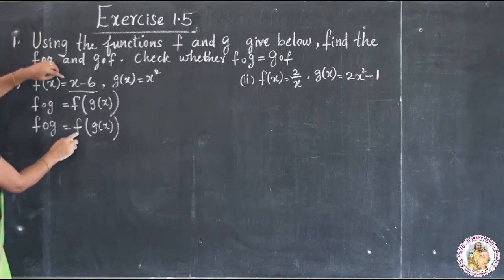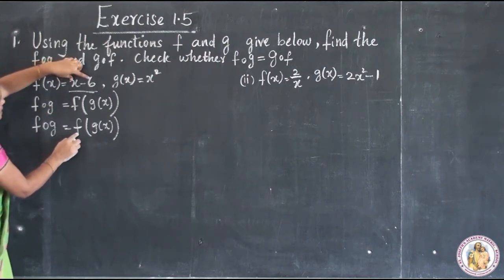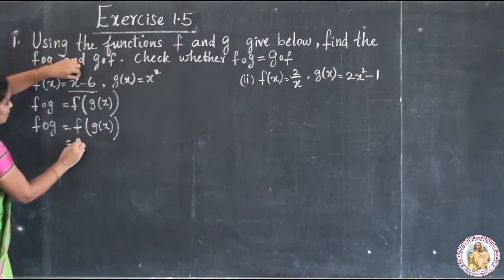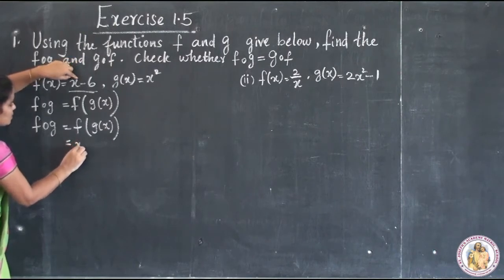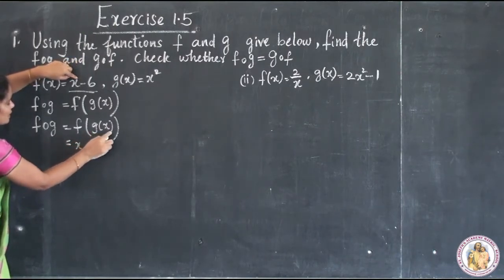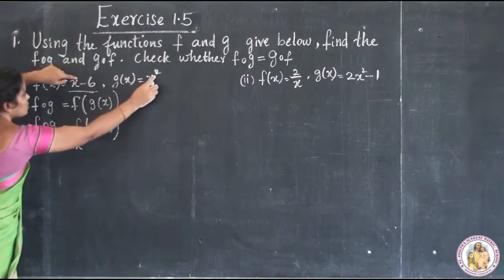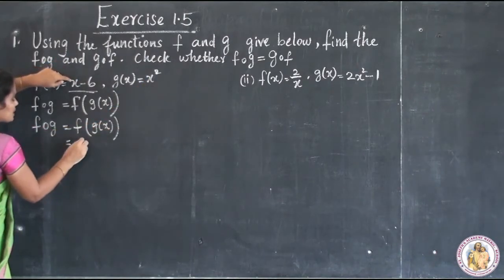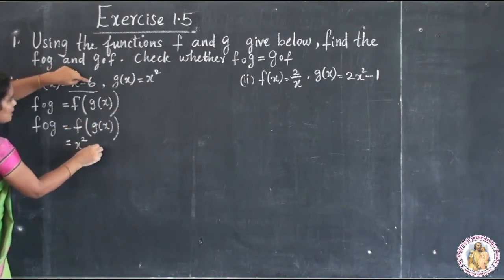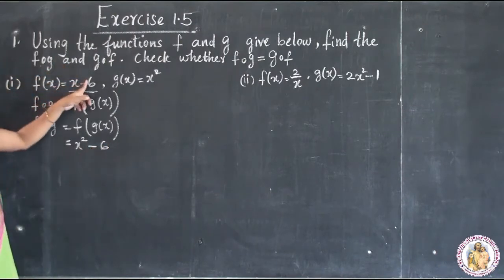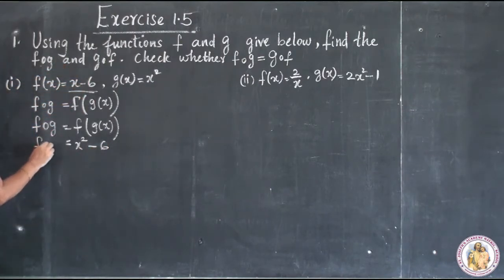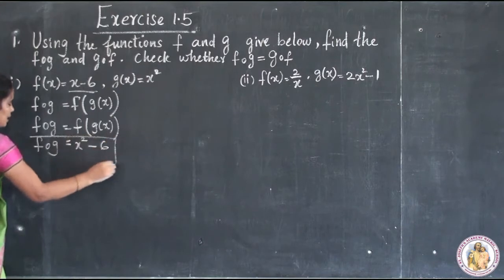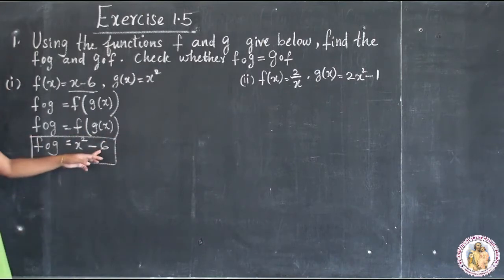Now take f. F is x minus 6. In the place of x, g of x is x square. So in the place of x, you have to use x square minus 6. That's all. So f of g is nothing but x square minus 6.